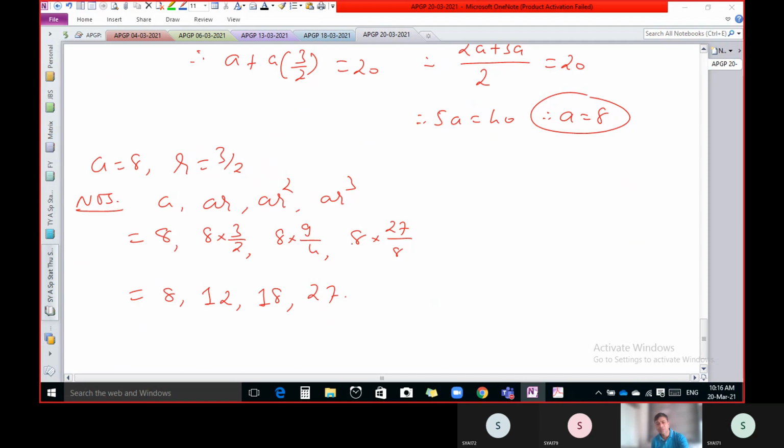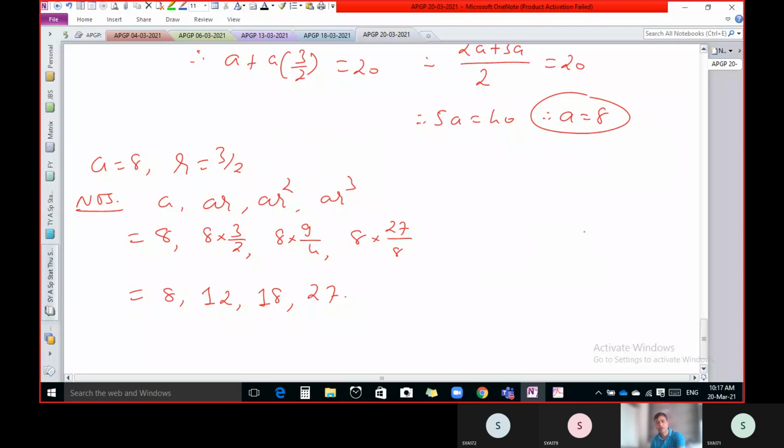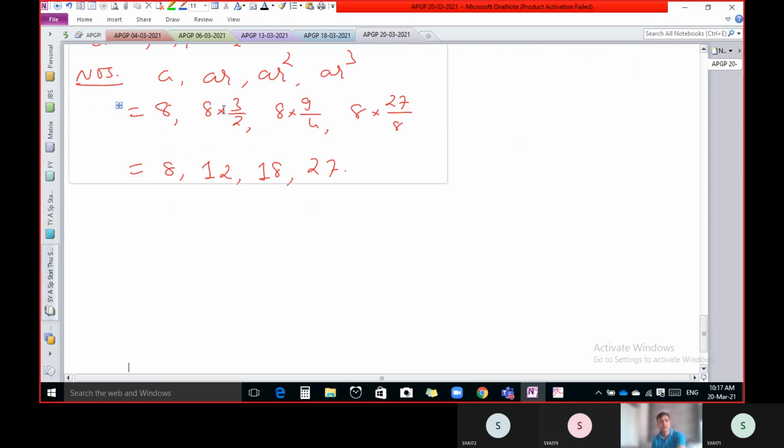So if there is a question asking to find all possible answers, then you have to find both the answers. But right now it is not like that, so you can find only the positive value, that is okay. Once again, here we are not able to get the answer in reverse order because R is minus 3 by 2.